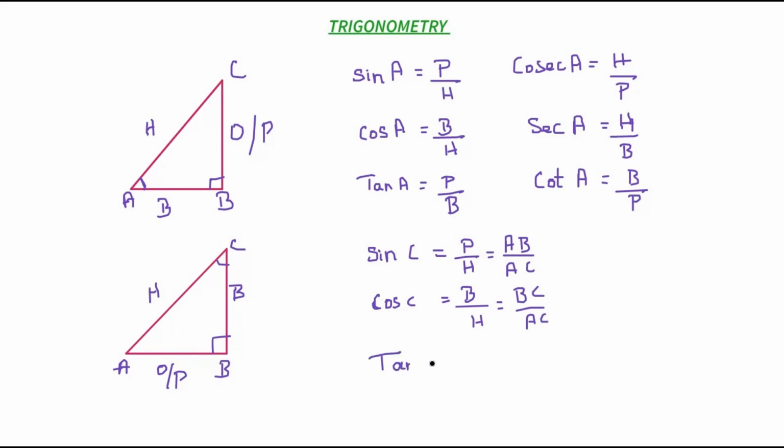Now tan. What is tan C? Perpendicular by base. What is our perpendicular here? AB. AB by BC. Easy. And the reverse of this is cosec, sec and cot. I think you will be able to write that easily.